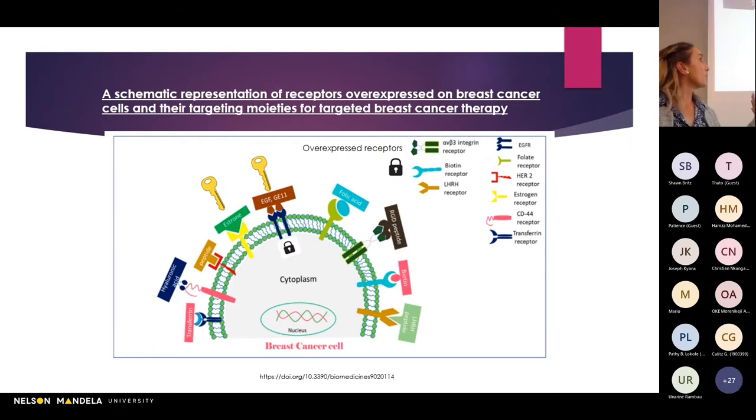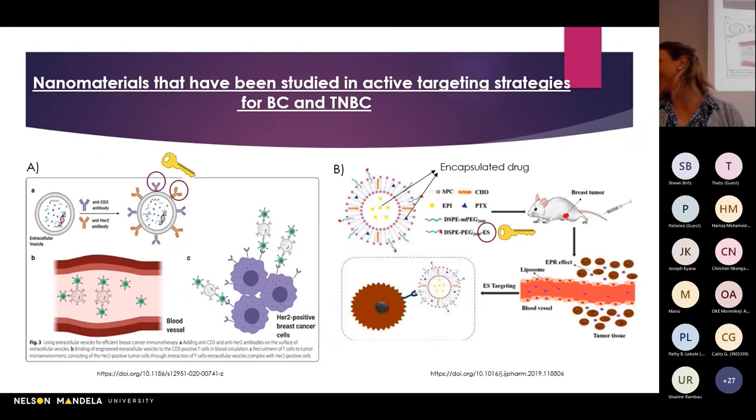So this is a schematic that represents some of these receptors that have been found to be overexpressed on breast cancer cells, indicated here by the locks. And the associated key can be used to, as I said, actively seek out those locks, unlocking the cancer cell and letting the nanopolice in, which is exactly what we want to do.